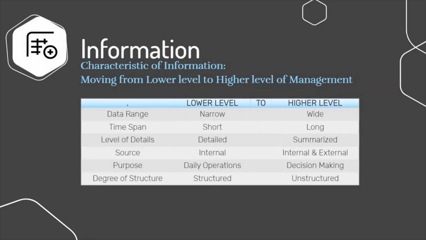Since the information at the top level comes from varied sources, internal and external to the organization, it is not uniformly formatted. Hence the information at the higher level is unstructured, whereas at the lower level it is structured, as the organized information flows from the top as instructions or policy.